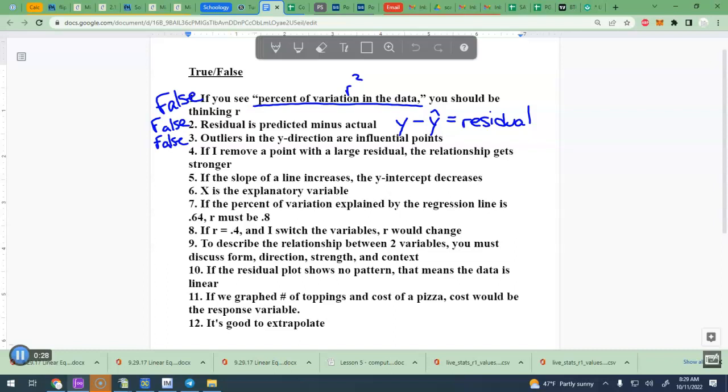If I remove a point with a large residual, the relationship gets stronger. If I have something like that, this point has a large residual because it's the furthest away from the line. Is that a point that is weakening the relationship or strengthening it? That point is weakening it because it's far away. So if I remove it, it's going to strengthen it. So 4 is true.